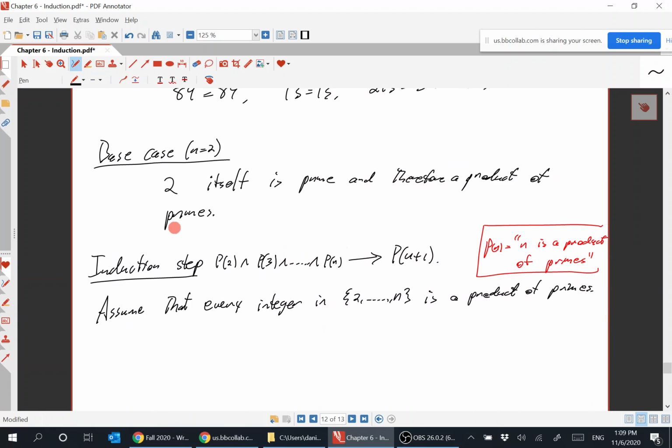Now, we need to show that what? Show that what is true. So we assume the hypothesis is true, and we want to show that the conclusion is true. And what is the conclusion in this case? Pn plus 1, which is what?